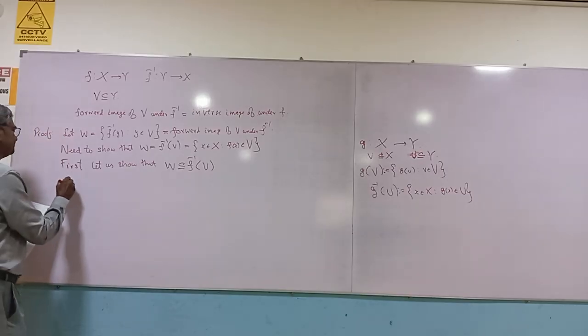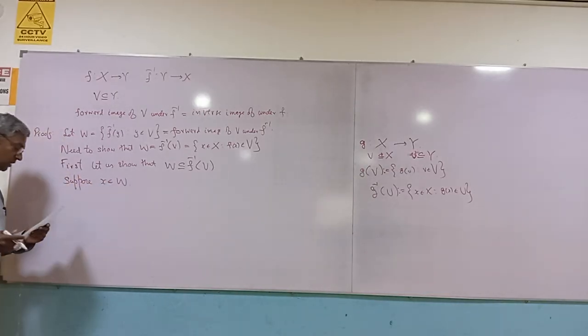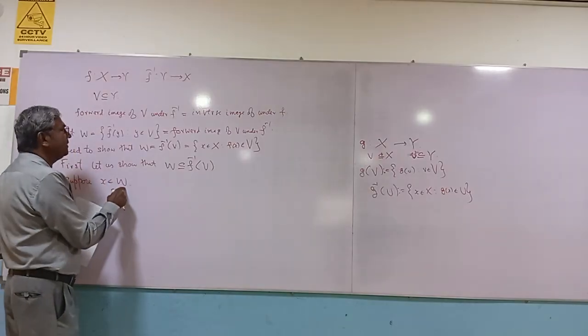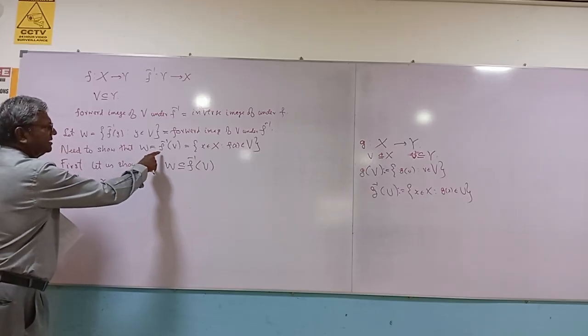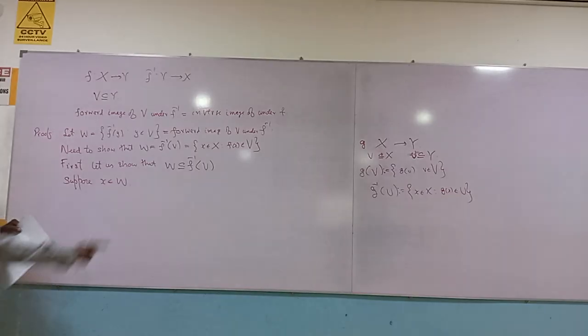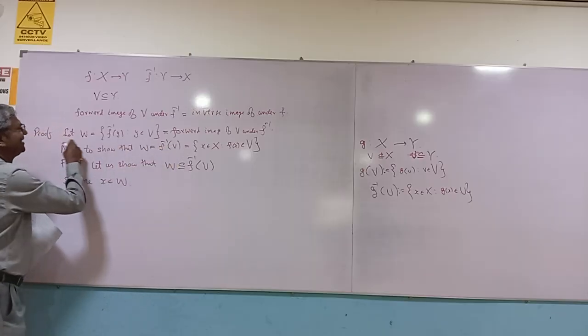So suppose x belongs to W. Now what do I have to show? I have to show that x is an element of F inverse V. That's what I have to show. If x belongs to W, W is F inverse like this. No, I said it wrong. W is this one, this is the W.